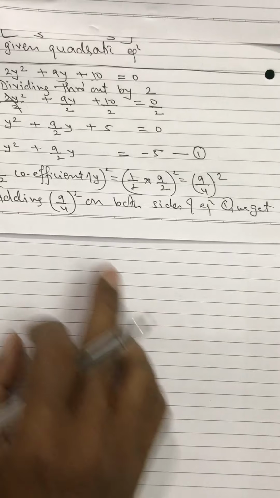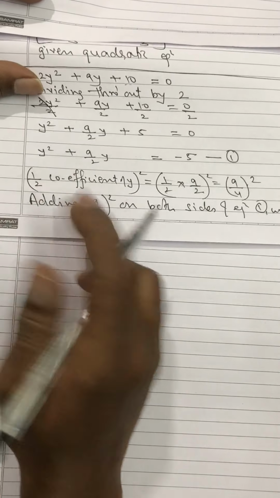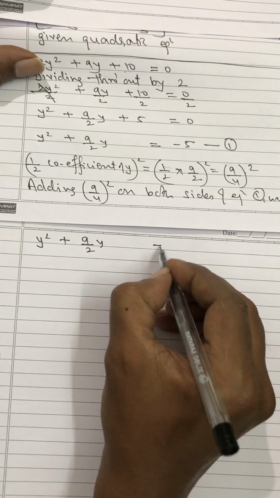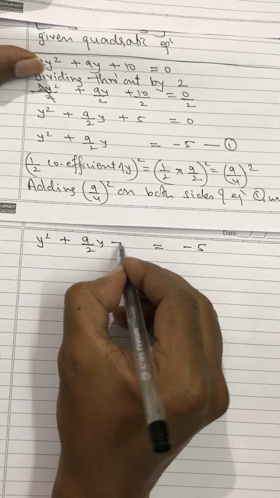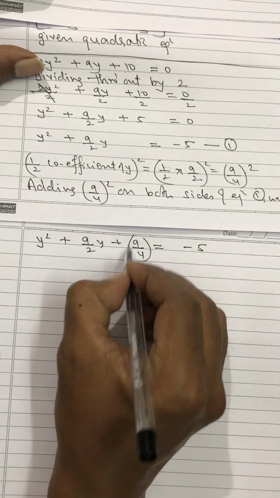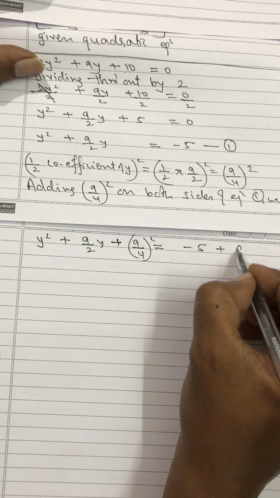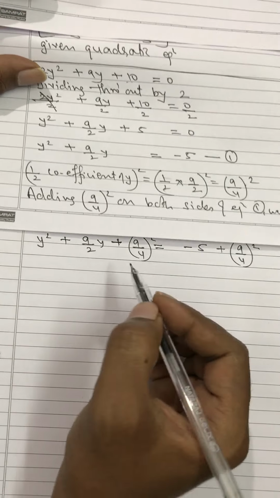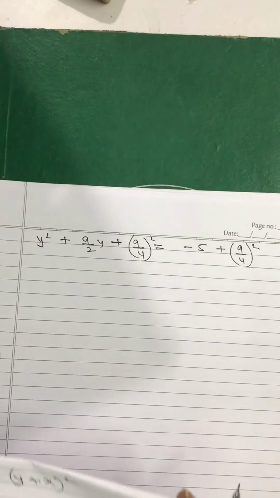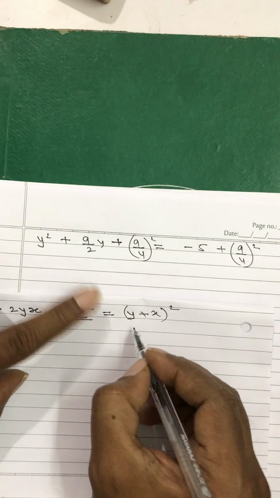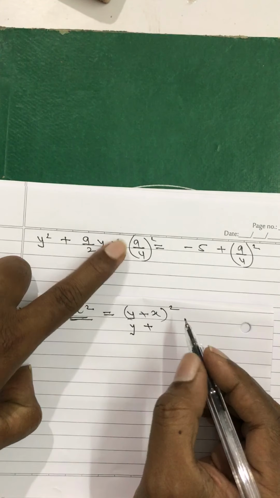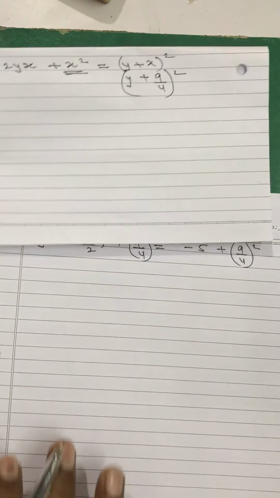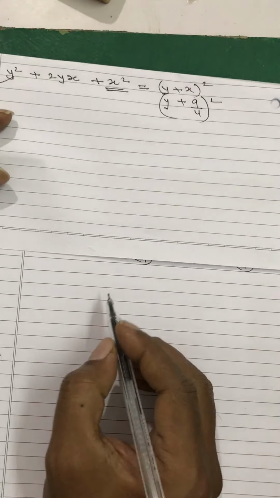This is equation 1. I am copying here. y square plus 9 upon 2y is equal to minus 5. I will have to add (9 upon 4) the whole square to both the sides. So this y is going to be y, and x is going to be 9 upon 4, like this. So if I expand this, what do I get?